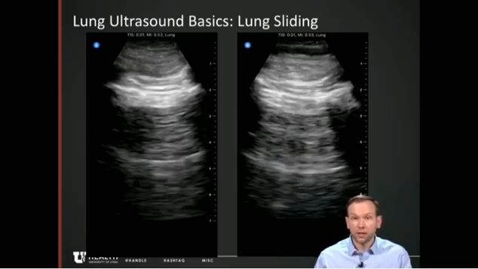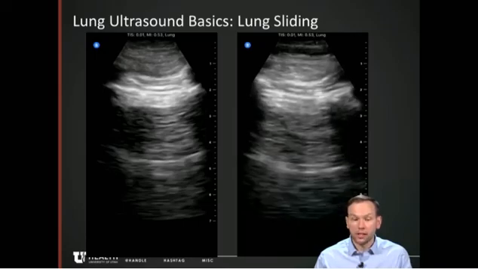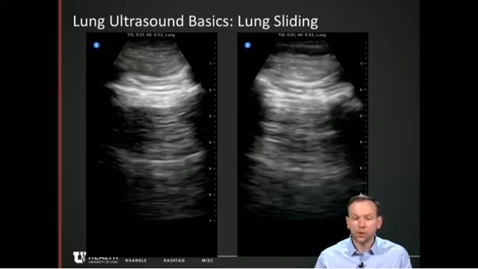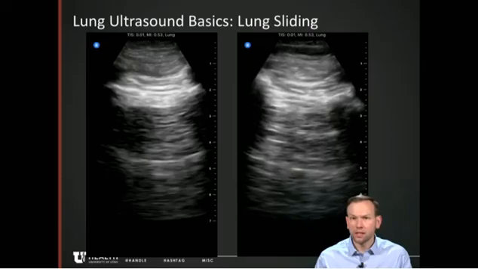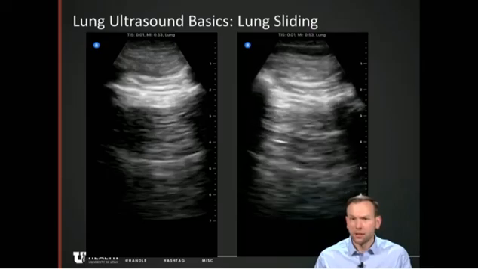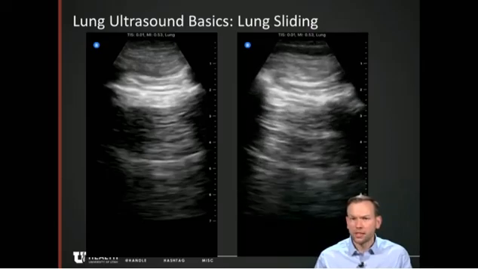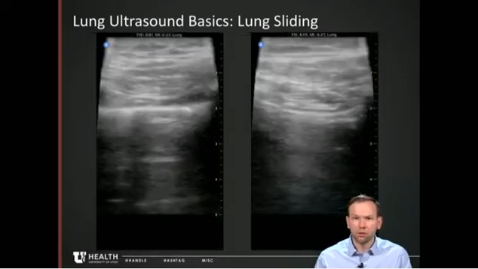Now, in contrast, on the right side, I have a patient with a pneumothorax. And what you can see in contrast is that even though there's movement, you don't see specific lung sliding. And I'm going to show you this again because it can be a little bit difficult to appreciate. So this is a zoomed in version.